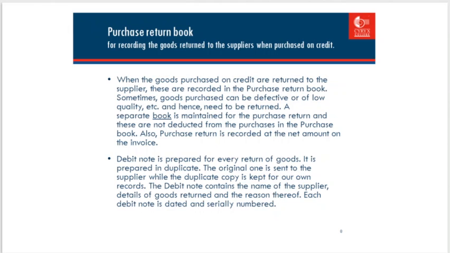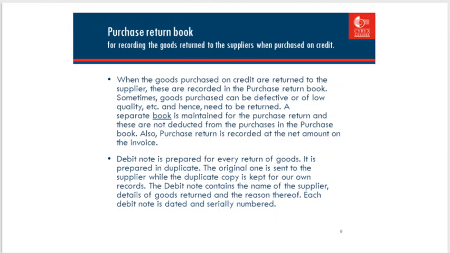Purchase return book, for recording the goods returned to the suppliers when purchased on credit. When the goods purchased on credit are returned to the supplier, these are recorded in the purchase return book. Sometimes goods purchased can be defective or of low quality, and hence need to be returned. A separate book is maintained for the purchase return, and these are not deducted from the purchases in the purchase book. Also, purchase return is recorded at the net amount on the invoice.